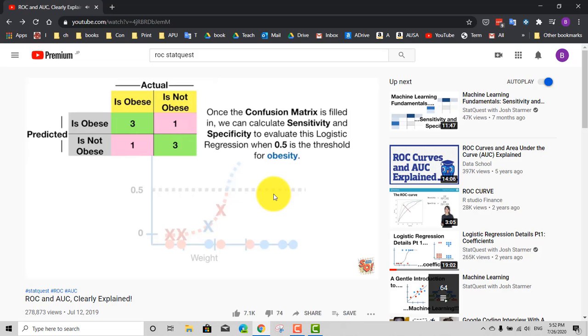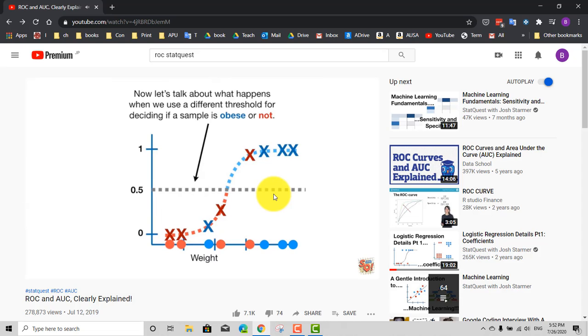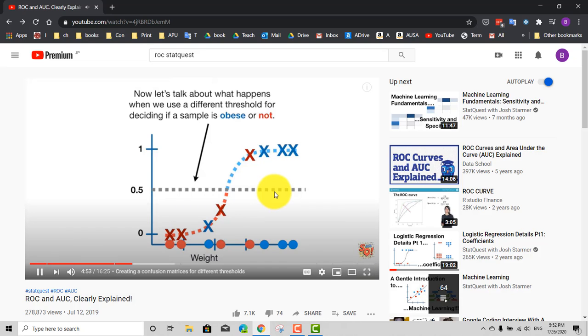Once the confusion matrix is filled in, we can calculate sensitivity and specificity to evaluate this logistic regression when 0.5 is the threshold for obesity. Little bam, because so far, this is all review. Now let's talk about what happens when we use a different threshold for deciding if a sample is obese or not.